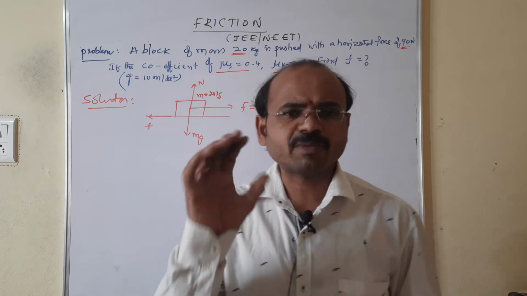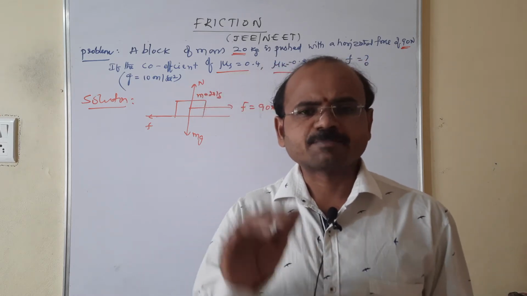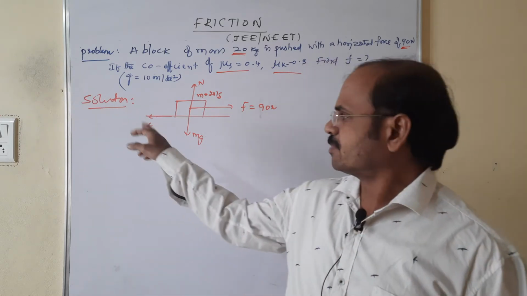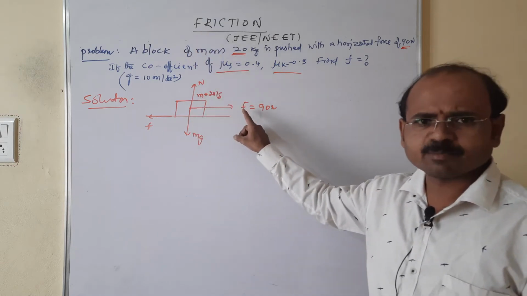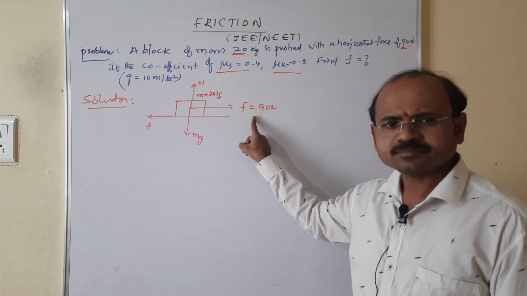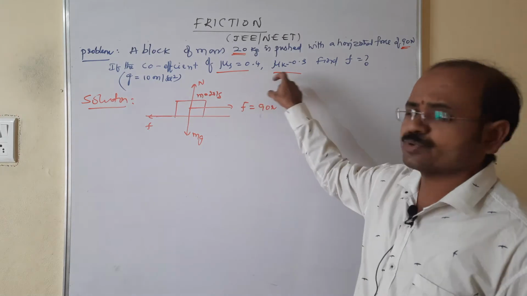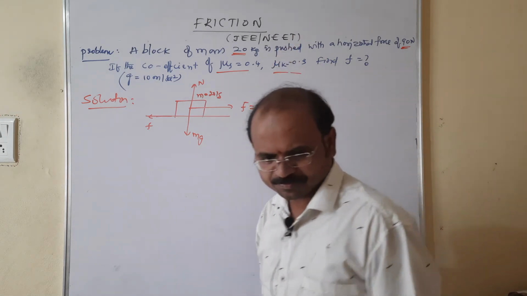Now there is one problem related to a rough horizontal surface. A block of mass m, given as 20 kg, is placed on the rough horizontal surface. A force of 90 Newton is applied. Then two coefficients of friction are given, mu s and mu k, and we are asked to find the frictional force.